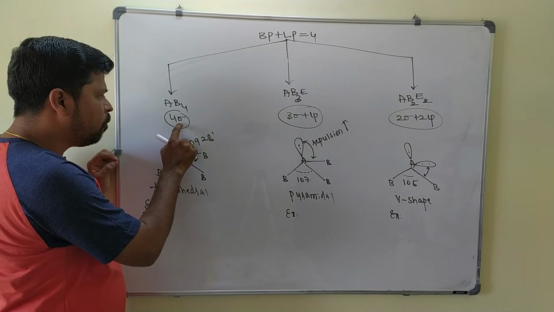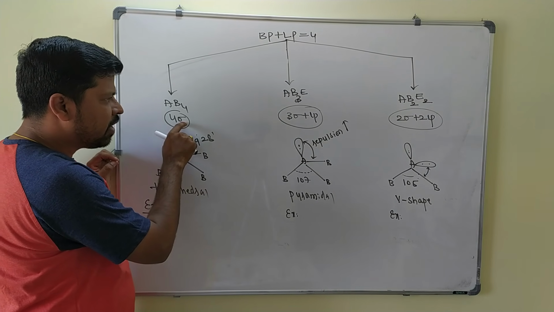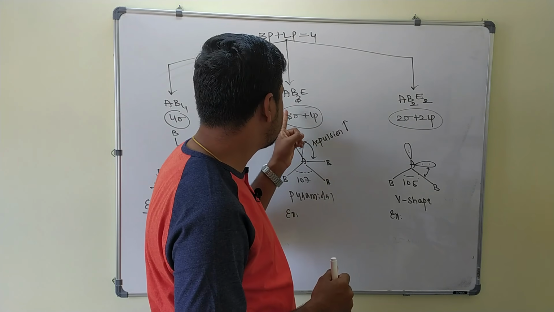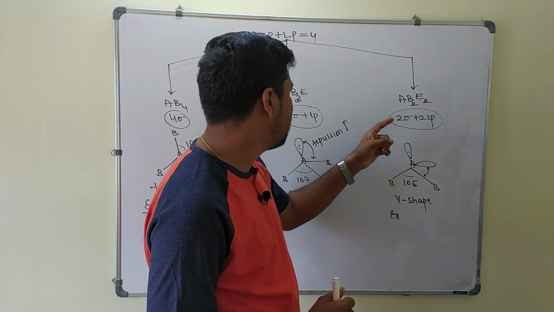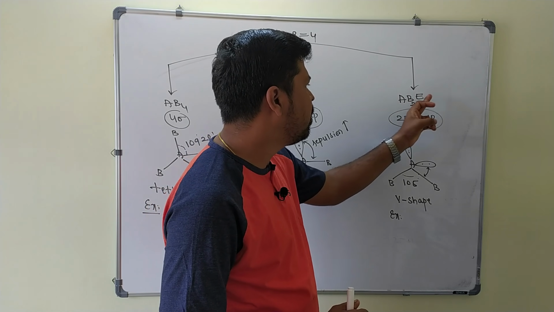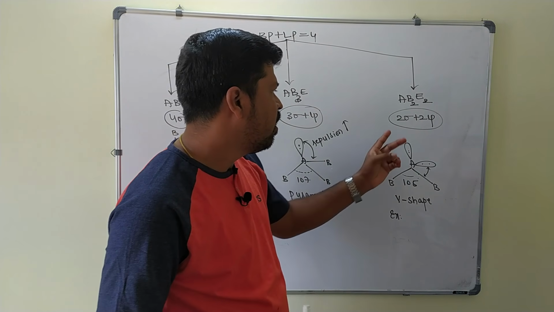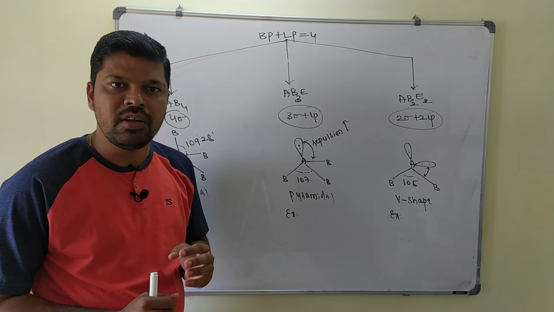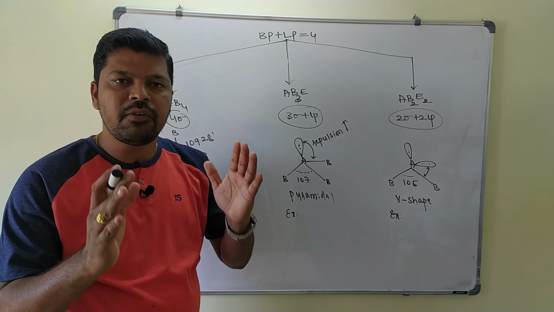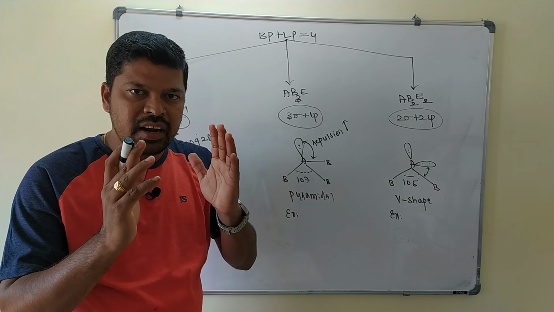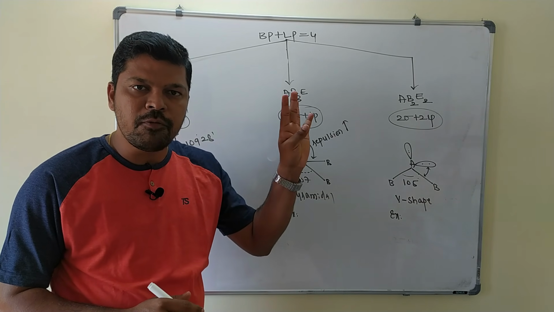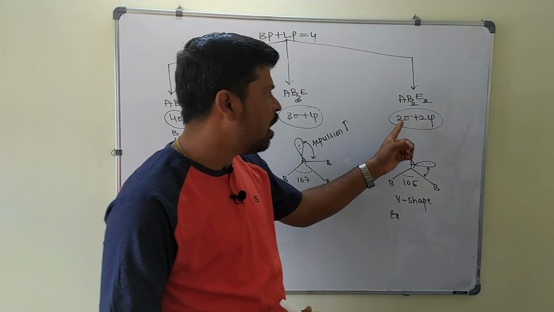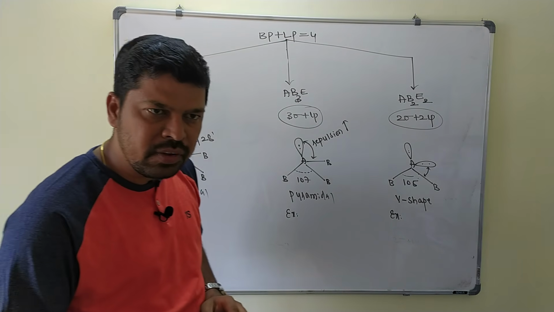Means out of 4 sigma bond, 1 sigma bond has been replaced by what? 1 lone pair of electron. Similarly here again 1 sigma bond has been replaced by 1 lone pair of electron, so that it becomes as AB2E2 type of the molecule, where the molecule may have 2 sigma bond and 2 lone pair of electron. So that you keep in mind, whenever 4 electron pair system is there, there are 3 possibilities. The molecule may have 4 sigma bond, or it may have 3 sigma bond and 1 lone pair of electron, or it may have 2 sigma bond and 2 lone pair of electrons.